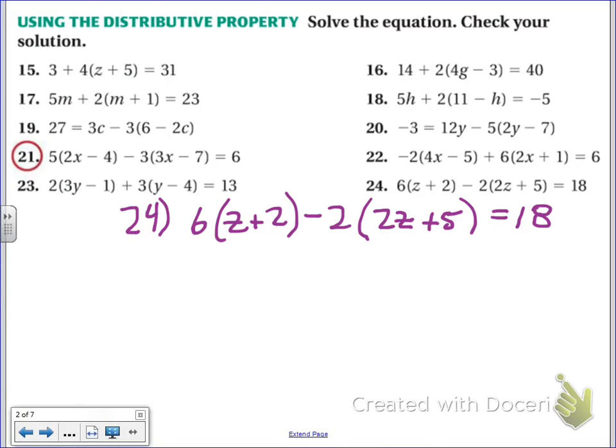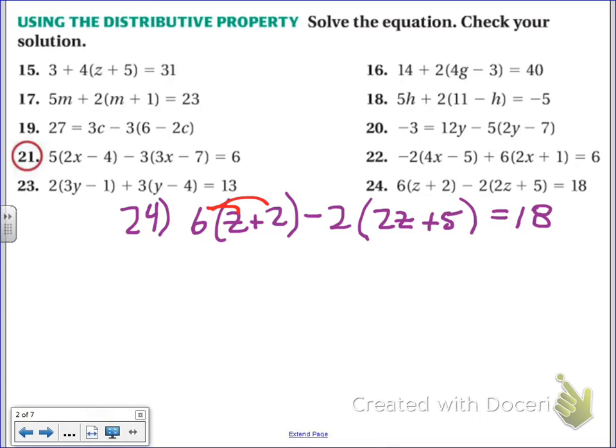All right, we're going to take a look at number 24 on tonight's homework. The instructions say use distributive property, solve the equation, check your solution. On number 24, I have parentheses, and parentheses in the order of operations always come first. That means I'm going to distribute.